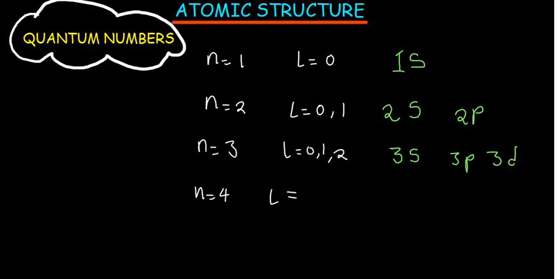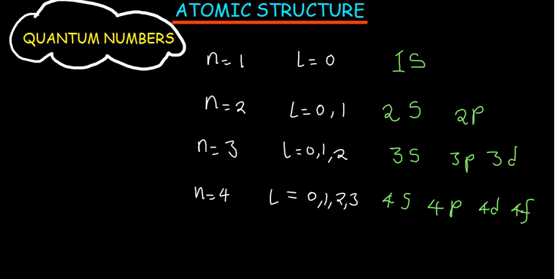Okay, so l is going to be 0, 1, 2, and 3. That's correct. When l is 0, that is s. When l is 1, that is p. When l is 2, that is d. When l is 3, that is f. Because they come from the fourth energy level, we attach a 4 in front. So that will be 4s, 4p, 4d, and 4f.